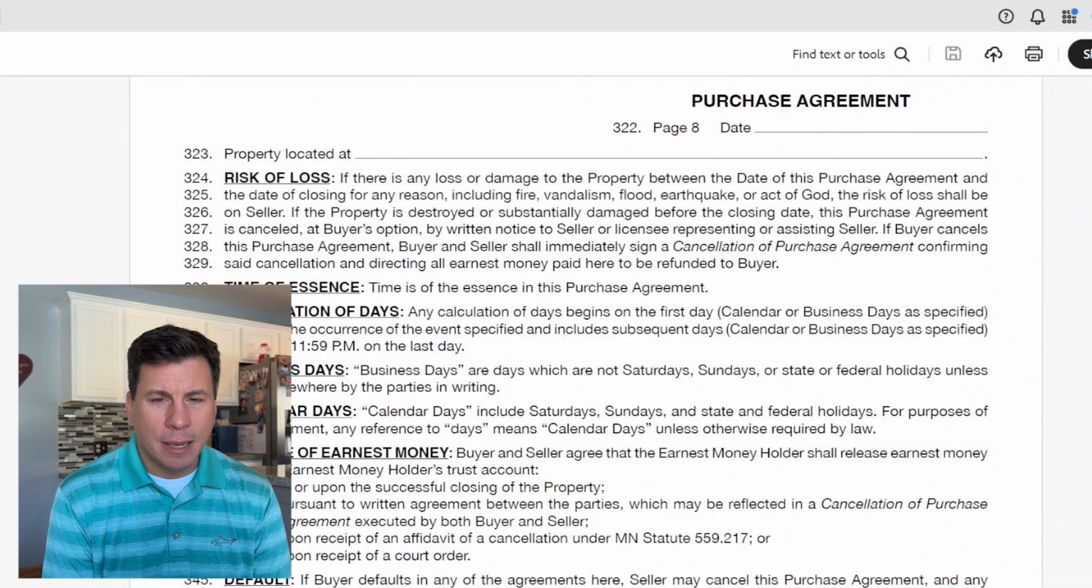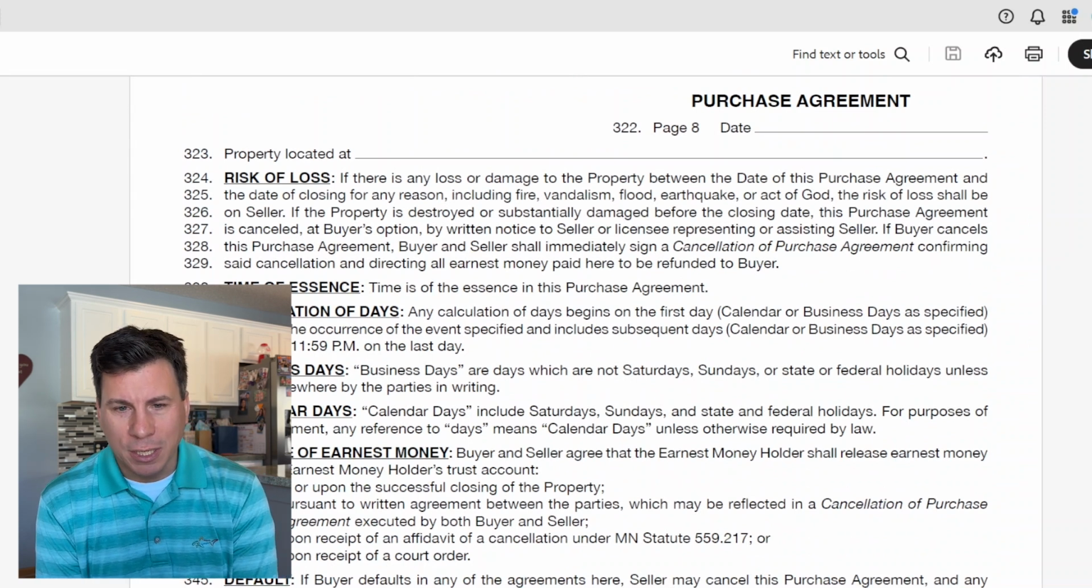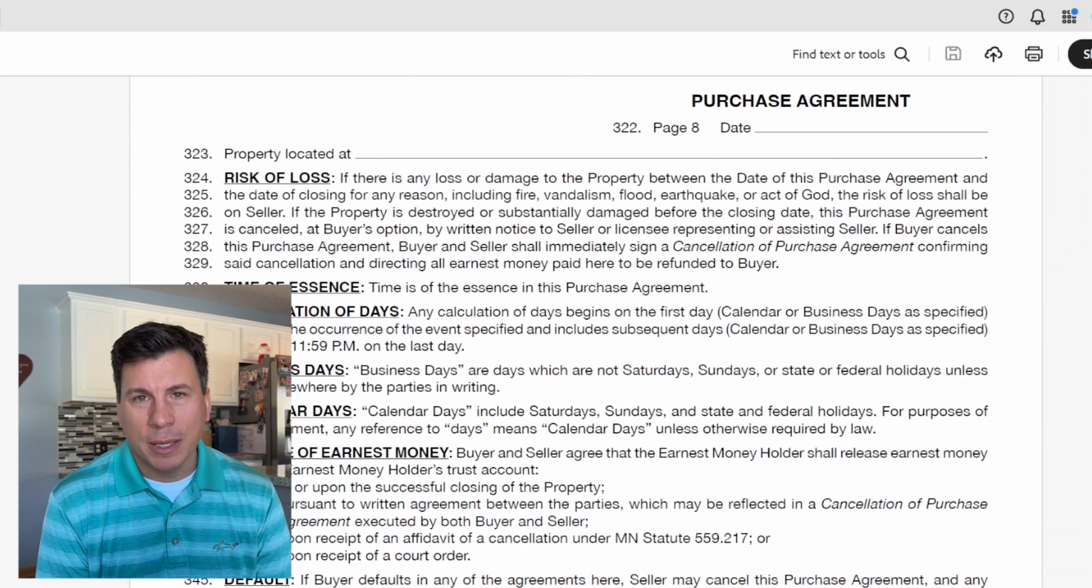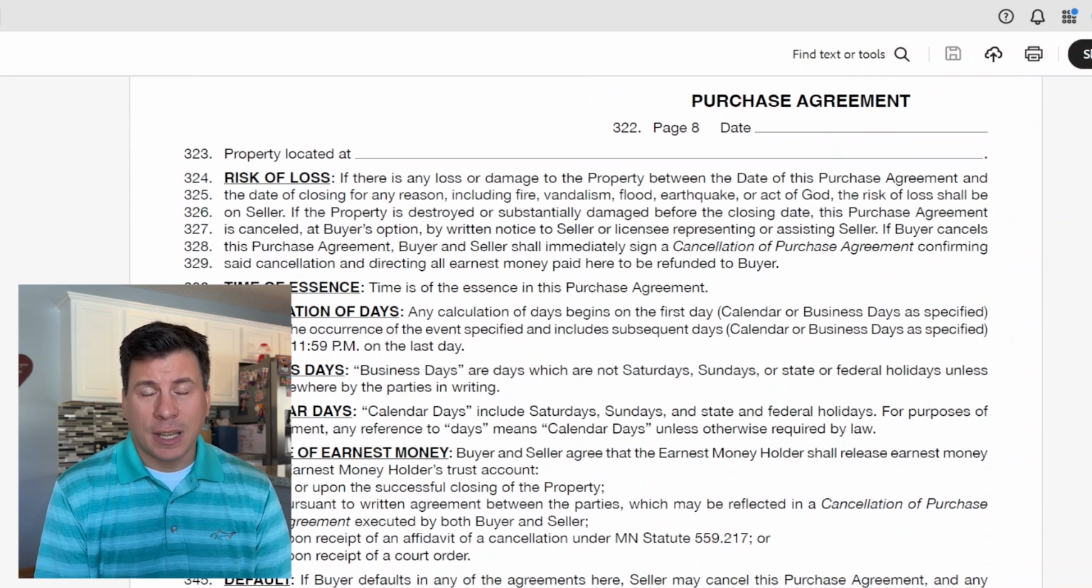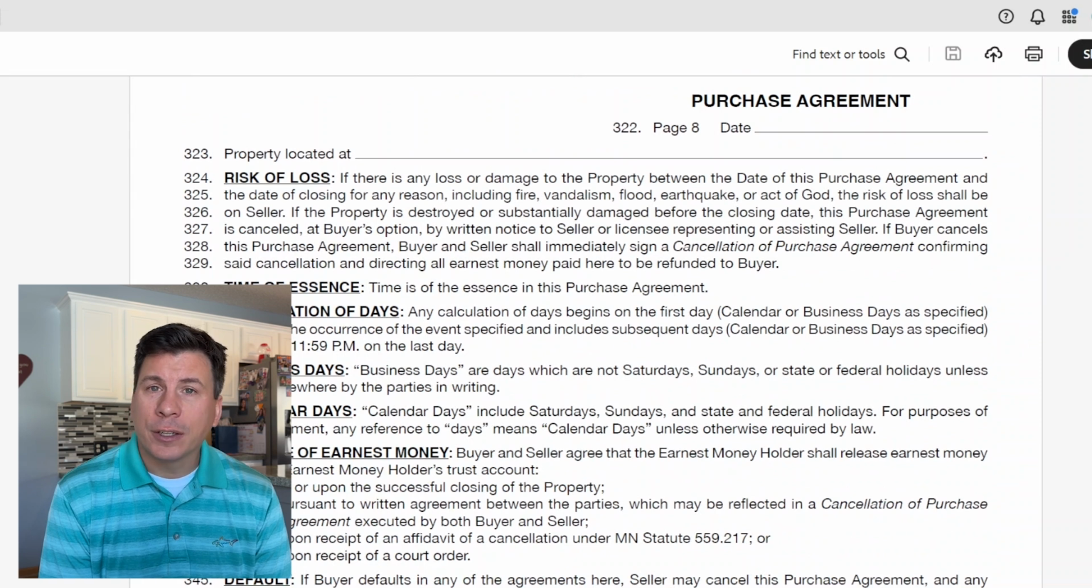It talks about damage to the property. If there's any damage to the property after the purchase agreement but before closing, the seller obviously is responsible for making those repairs, whatever that might be. And in the event that the seller is unwilling to do that, the buyer then could cancel.